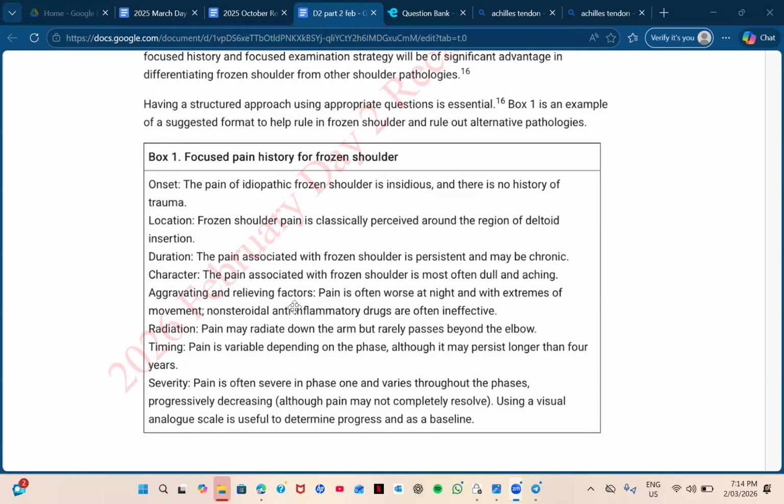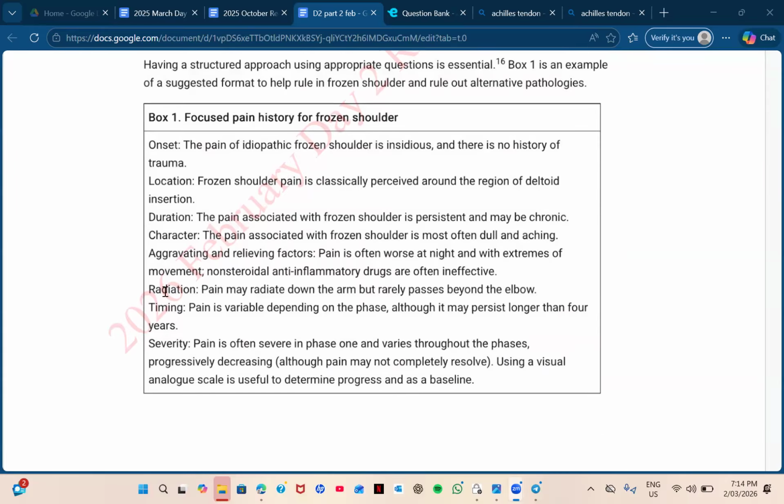Aggravating and relieving factors: pain is often worse at night and with extremes of movement, and NSAID drugs are often ineffective. So NSAIDs are not very effective, right? At night time the pain is worse, right? Then radiation: pain may radiate down the arm but rarely passes beyond the elbow. Usually pain can radiate till the elbow, right?